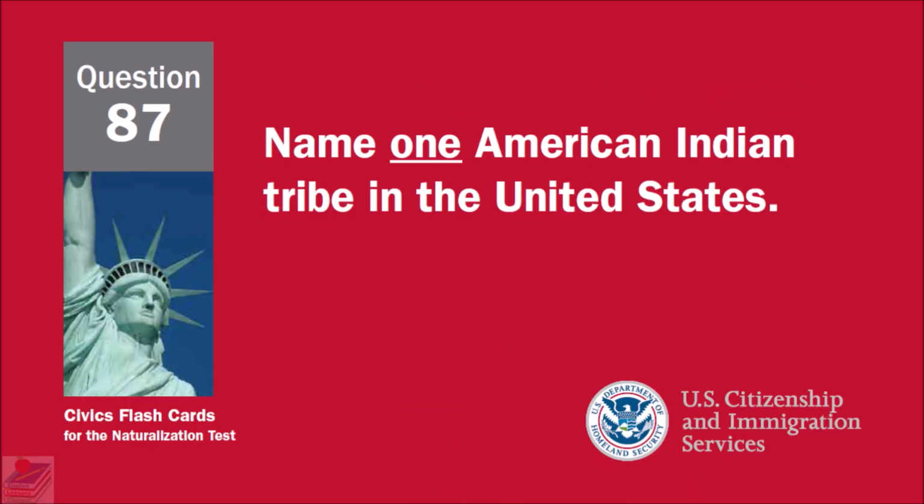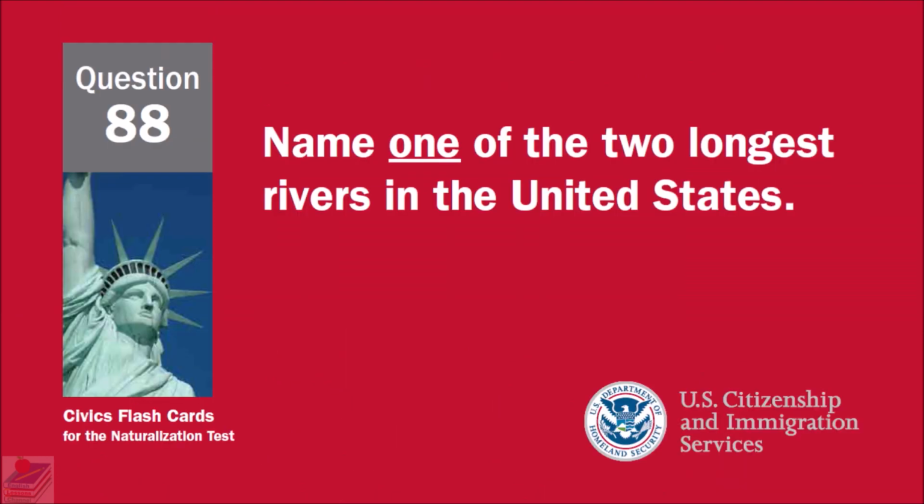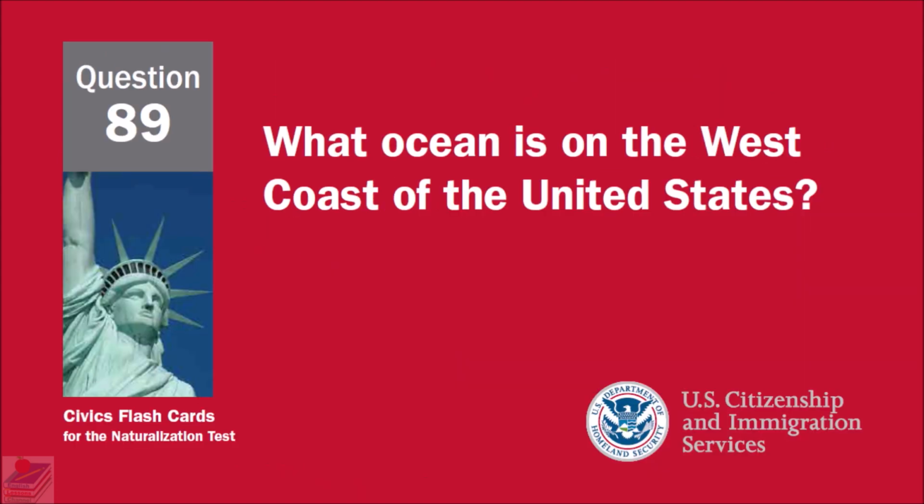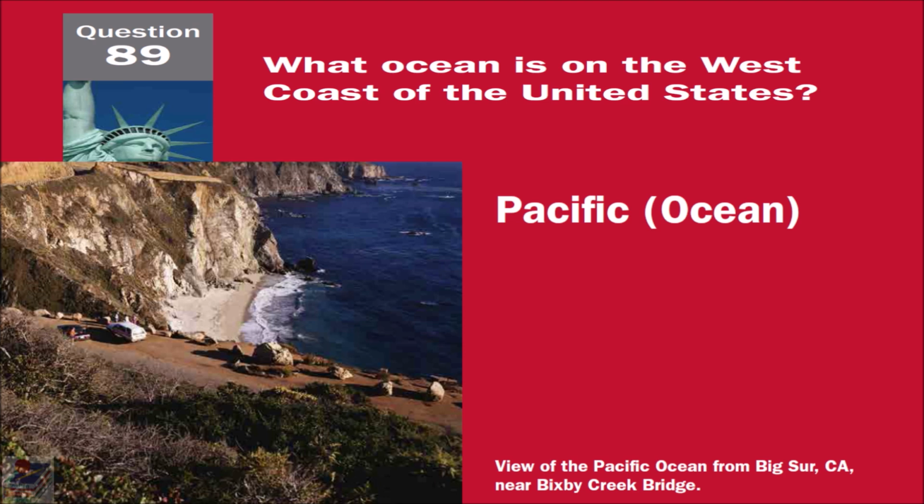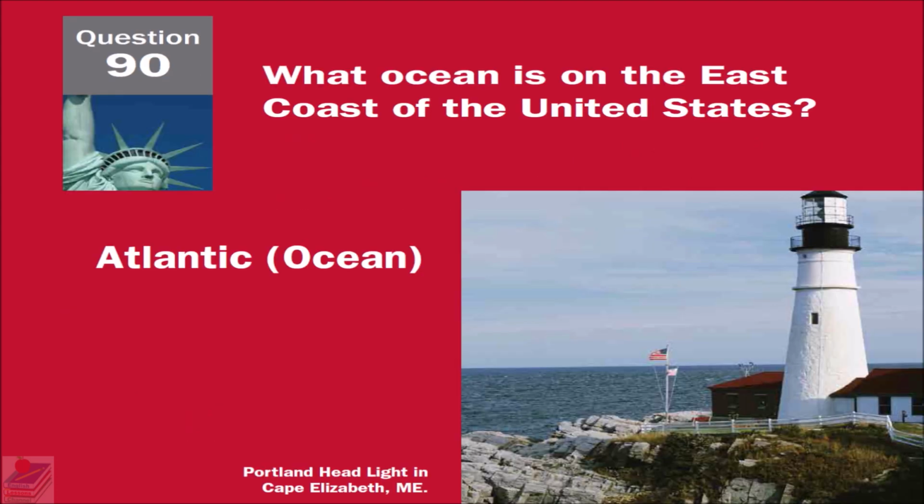Name one American Indian tribe in the United States. Cherokee. Name one of the 2 longest rivers in the United States. Missouri River. What ocean is on the west coast of the United States? Pacific Ocean. What ocean is on the east coast of the United States? Atlantic Ocean.